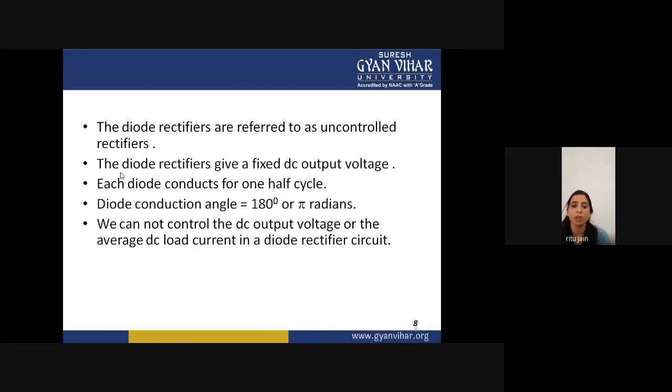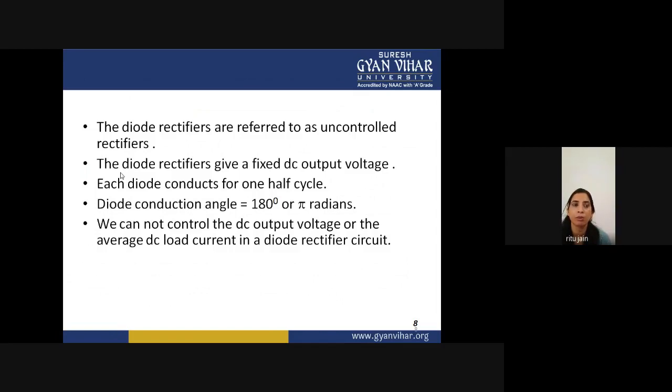So we say that a diode only conducts for a half cycle, because it is unidirectional.